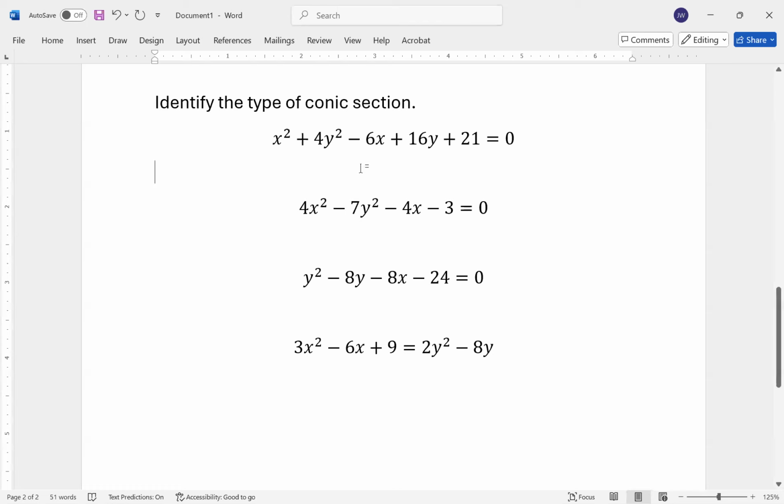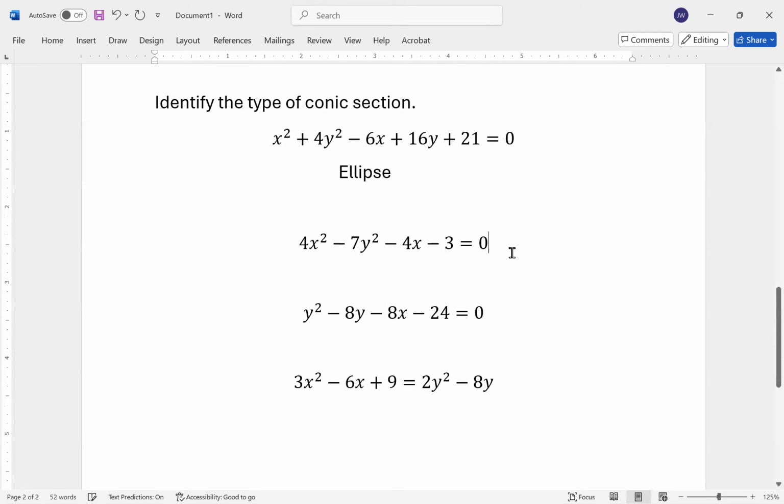This identification can go pretty quickly once I know what's going on. So for instance, in this first one, we have an x squared and a y squared on the same side. The coefficient on the x squared is a +1. The coefficient on the y squared is a +4. So they're both positive and on the same side of the equation, but they're not equal. They're not identical. One's 1, the other's 4. So that means I have an ellipse in this first equation.